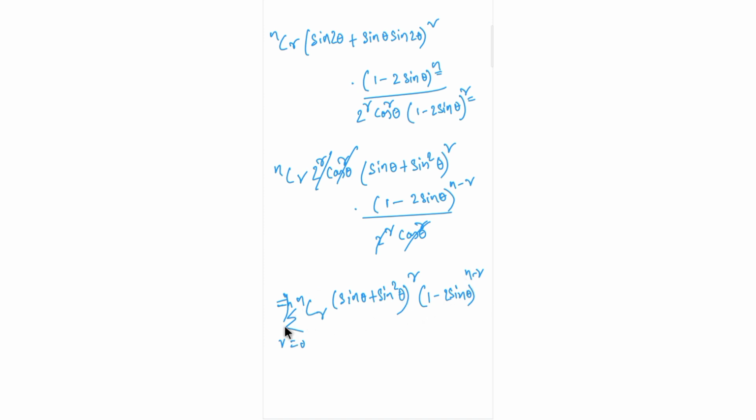Okay, it'll just convert into a binomial expansion, so this I can just write as (sine theta plus sine square theta plus 1 minus 2 sine theta) whole power n. So this is what we're going to get. Okay, so move to the next space. So this is what the whole binomial expansion is.